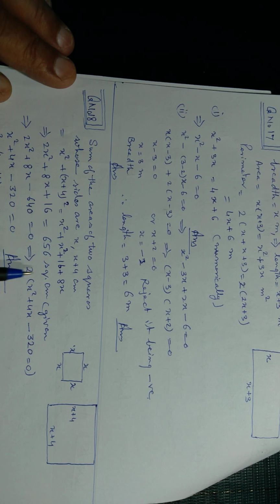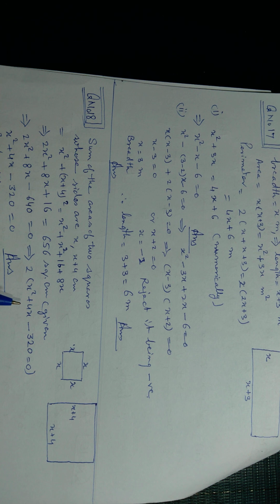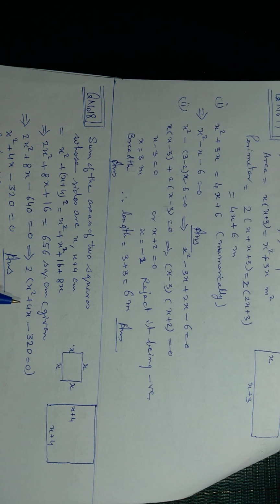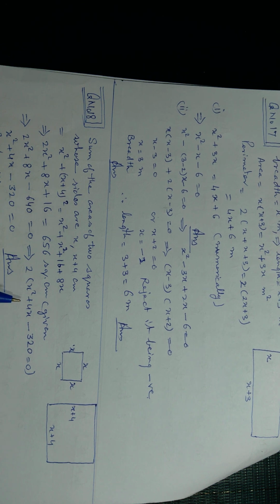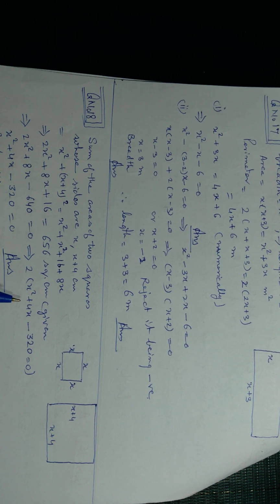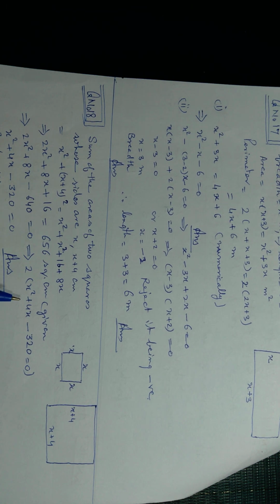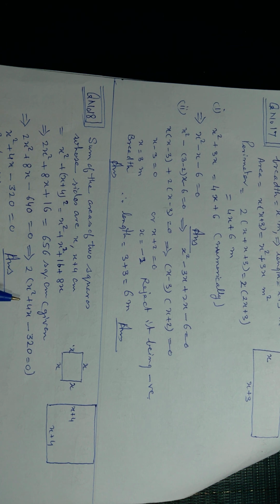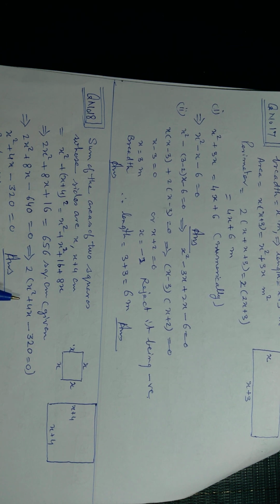Let us do question number 17, which states that the length of a veranda is 3 meters more than its width. The numerical value of its area is equal to the numerical value of its perimeter. Taking x as the breadth of the veranda, write an equation in x that represents the above statement.